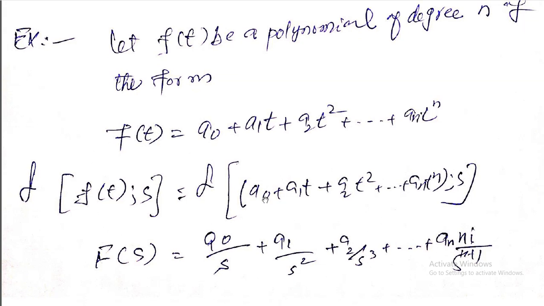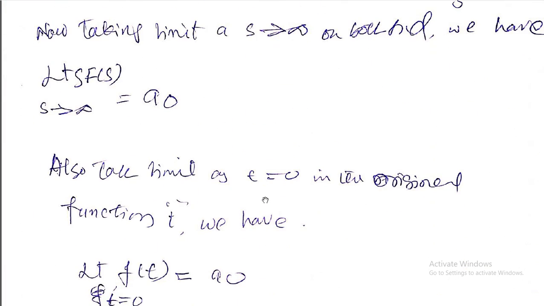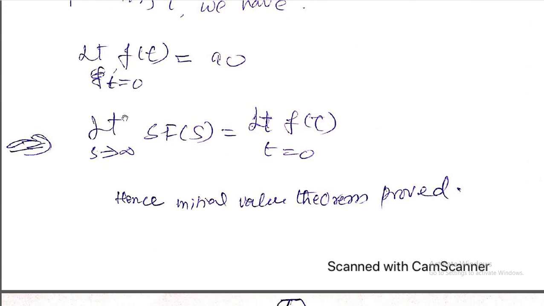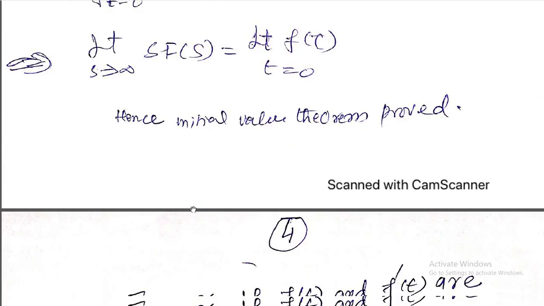So what does it mean? That s F(s) when s tends to infinity has the same value a₀, and when we put t equal to 0 in the original function, it is also a₀. So this implies that the limit as s tends to infinity of s F(s) equals the limit of f(t) as t tends to 0. Both are the same, both have the same behavior. So this is the proof, from a mathematical example, of the initial value theorem.